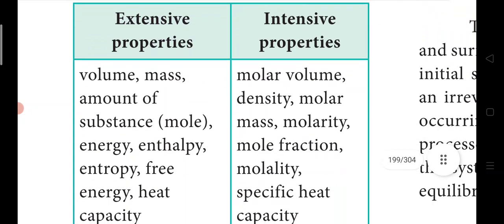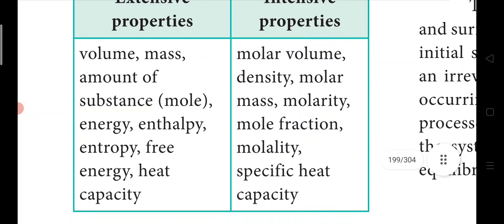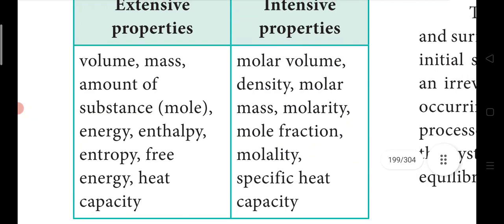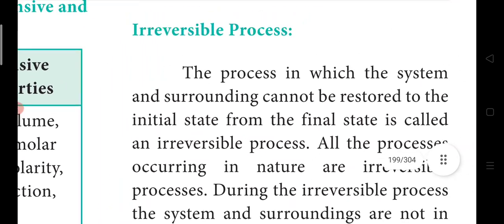So here, extensive properties and intensive properties are given in this table. It is very important. This could be asked in objectives. So learn this by heart. Okay.